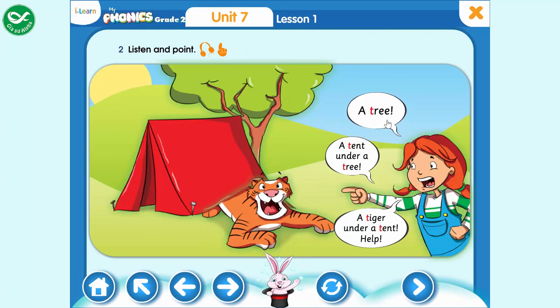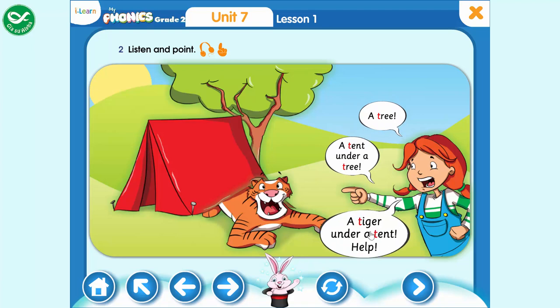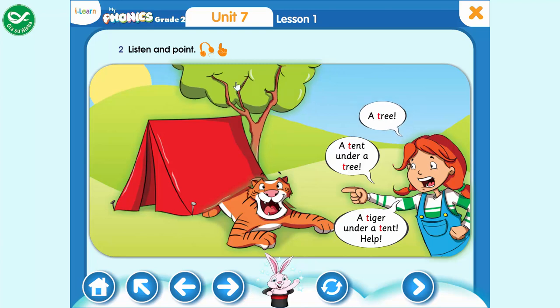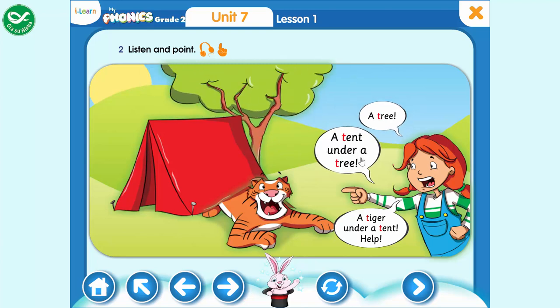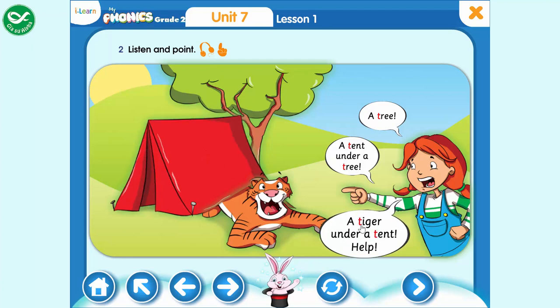A tree. A tent under a tree. A tiger under a tent. A tree. A tent under a tree. A tiger under a tent. Help!